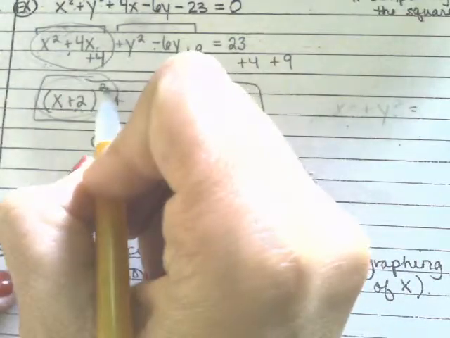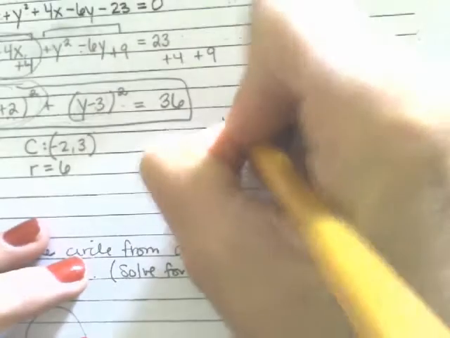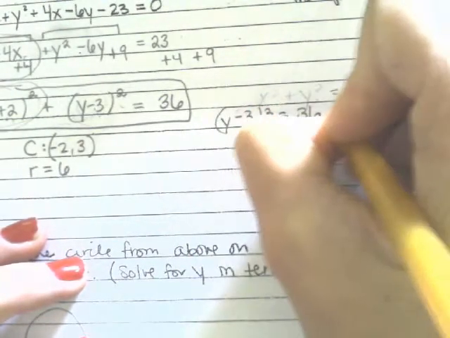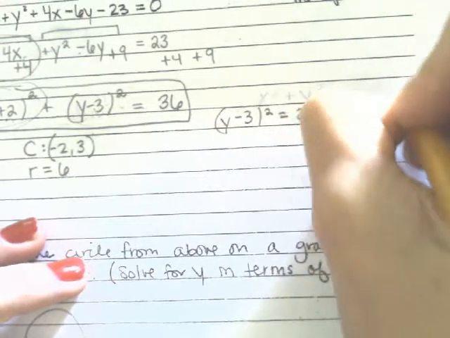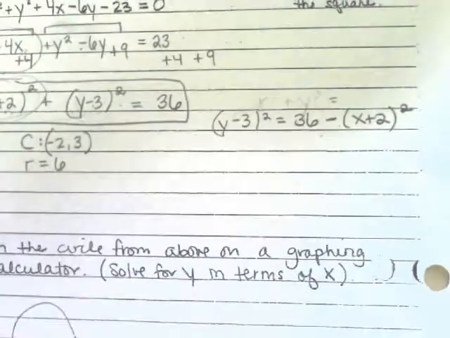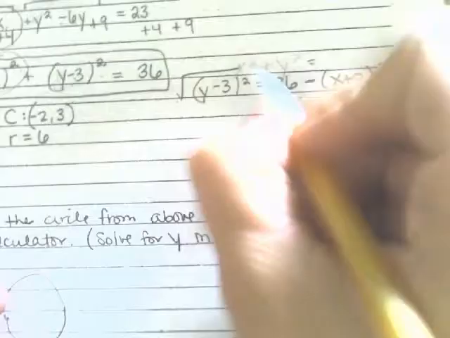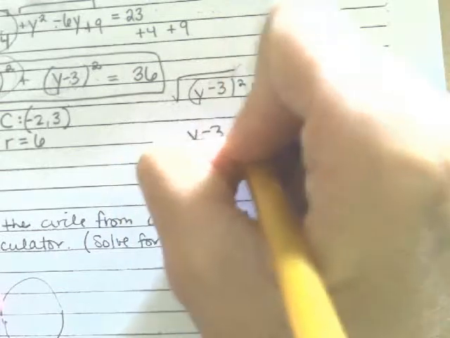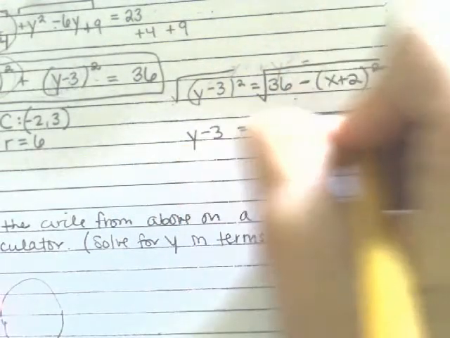Correct. Subtract this term over. Don't do too much work. You don't need to multiply anything out. Just literally subtract this x plus 2 in parentheses squared. Then what? Square root both sides. What do we have to remember to do here? Plus or minus the square root.